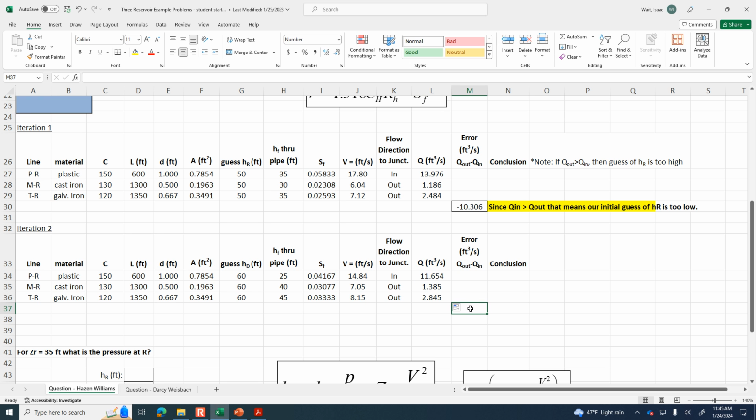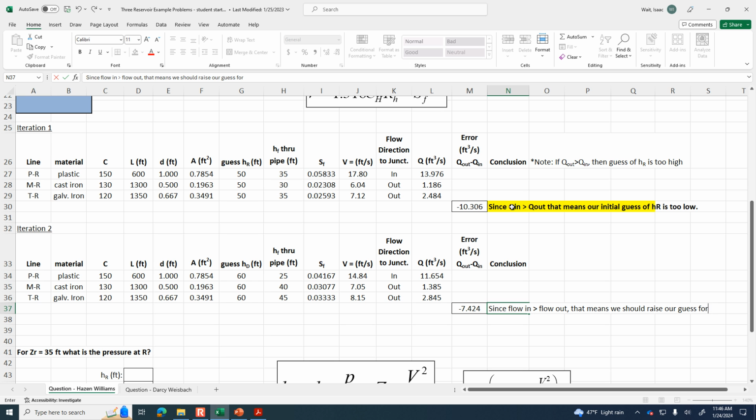So if we do out minus in, so here's the out minus the in. Okay, it's negative again, so we can say the same thing that we said before. Since flow in is greater than flow out, that means we should raise our guess for the head at R.